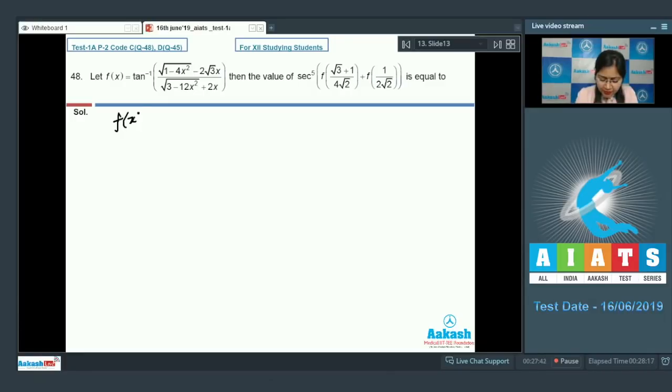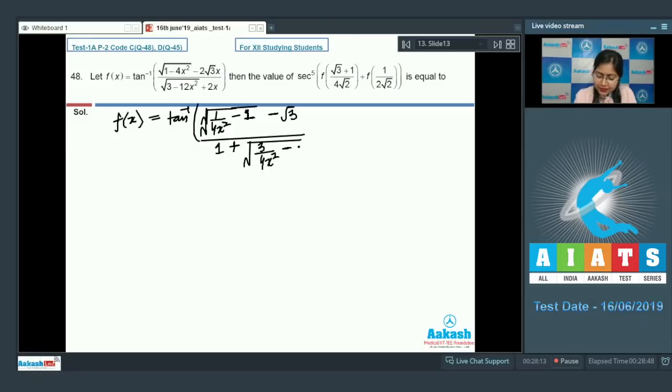We can rewrite f(x) is equal to tan inverse. See, here dividing the whole by 2x. So here in the under root we will divide it by 4x square. So we have 1 upon 4x square minus 1, minus root 3 divided by, here also divided by 2x, we have 1 plus under root of 3 upon 4x square minus 3. Right?